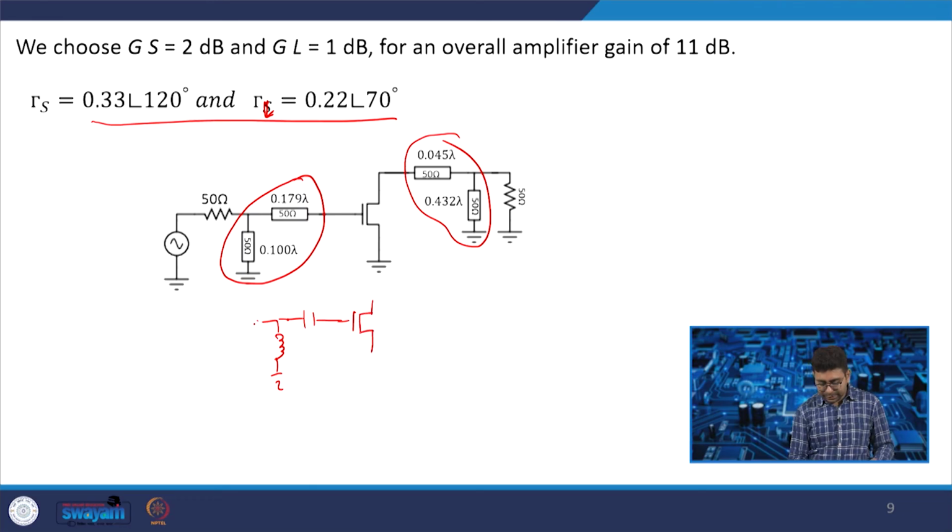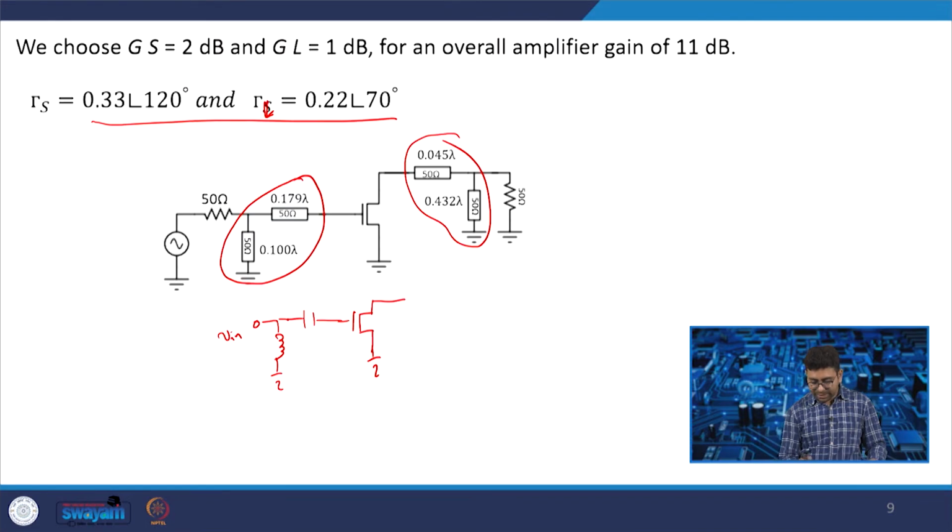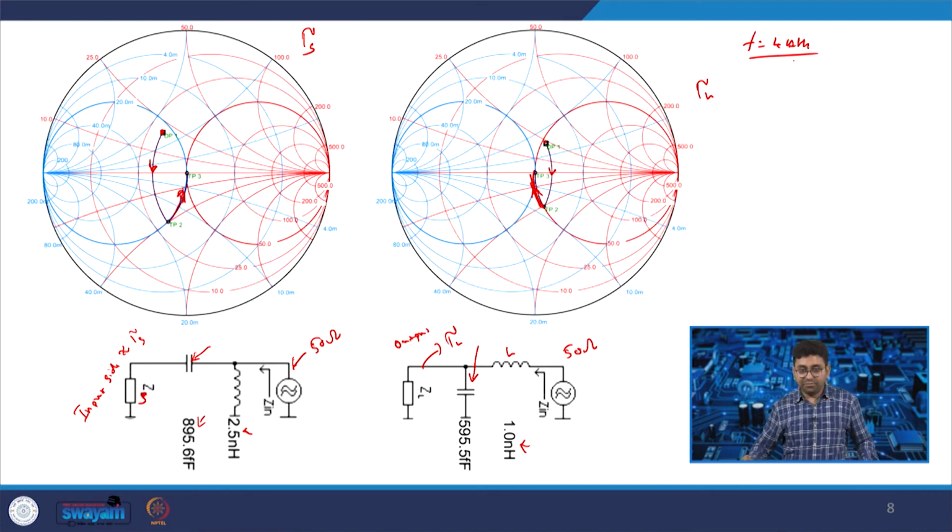and this is the input, and at the output if you see, you have again a capacitor in parallel and inductor in series. This is the output. So, this is the way you can design the amplifier of the desired gain.